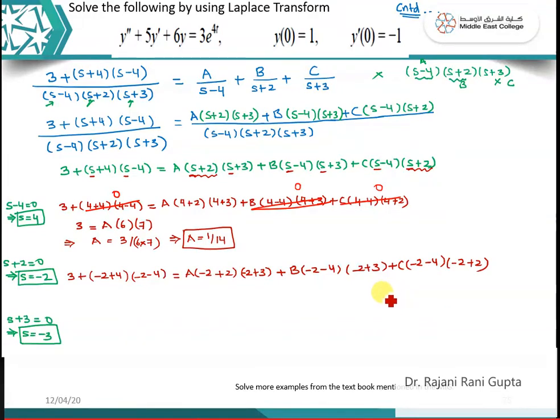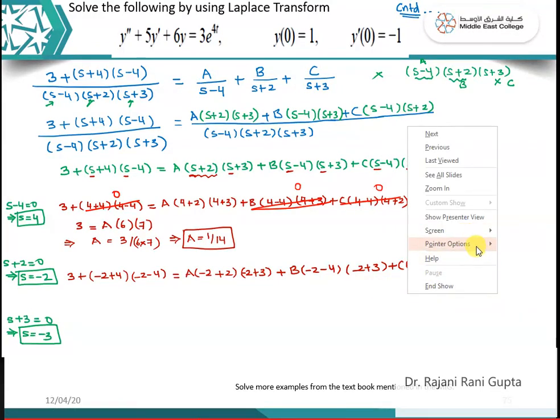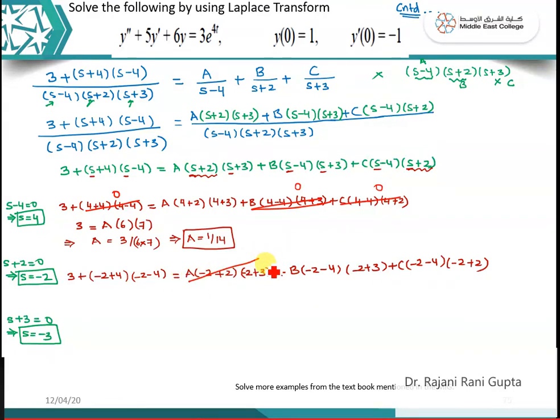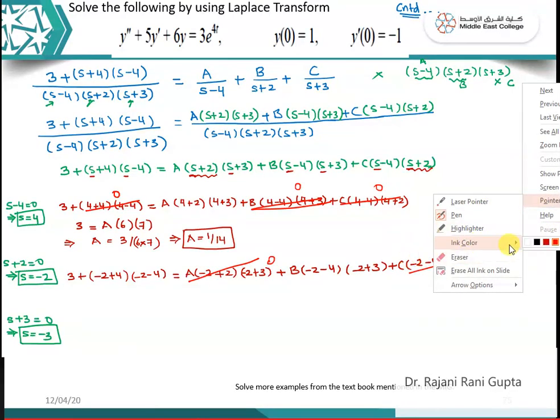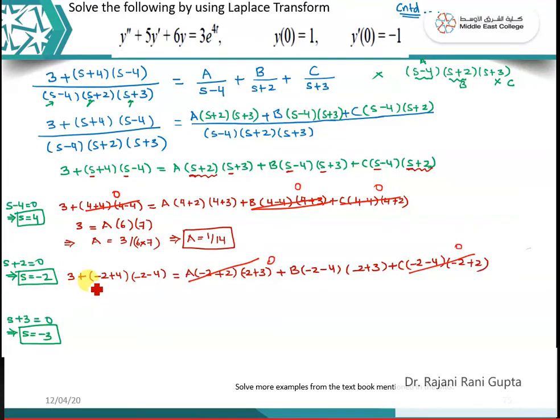So just do it carefully. Don't make mistakes in terms of doing it directly. It's fine. You can write the terms. It will take an extra few minutes, but at least you are sure that you didn't miss any term and you are doing correct things. So it is 3 plus minus 2 plus 4 is 2.